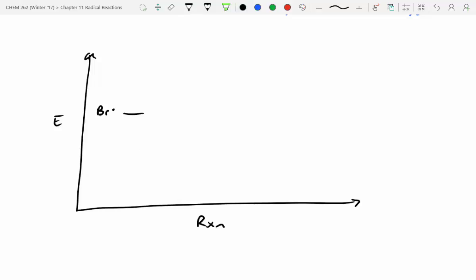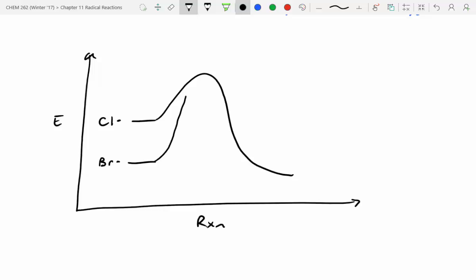Sorry, let me change this a little bit. We'll do Br•. Chlorine's much smaller, which means this radical is going to be much, much higher in energy. That electron's not happy being in a small cloud. So if we think about this activation energy going to each of these products, we could say this EA for bromine requires a bigger uphill climb than the reaction with chlorine.